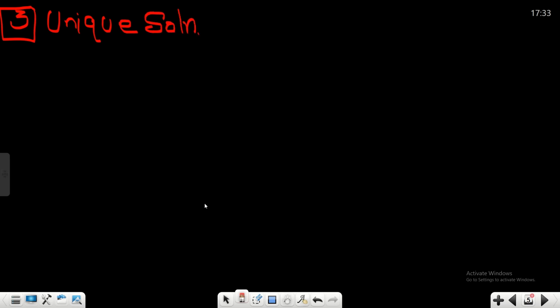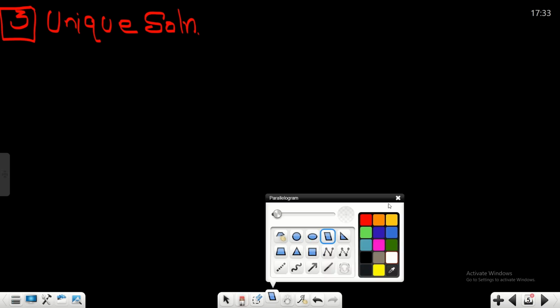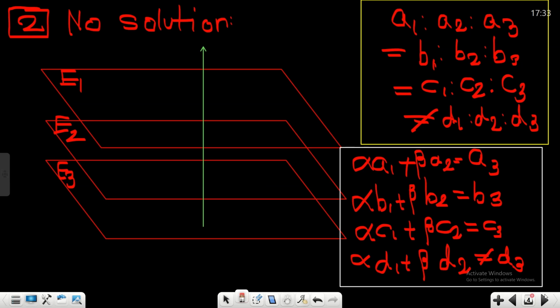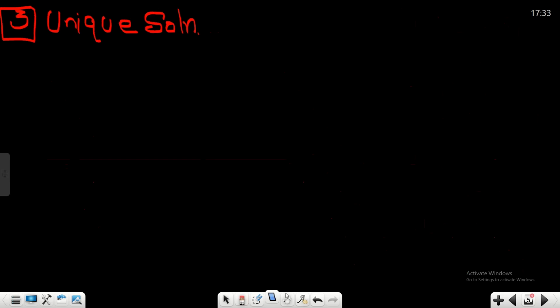Okay, now in this case only one case is possible, where the planes intersect at one point, right? Now I can't represent them in this 3D manner, so I will represent them in 2D itself. But please do not misunderstand the line.